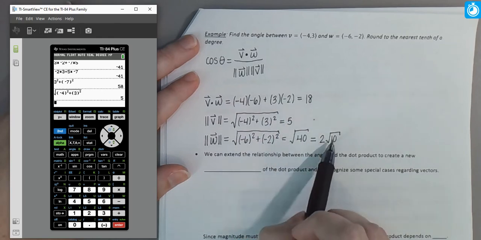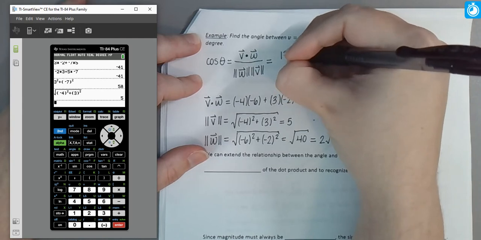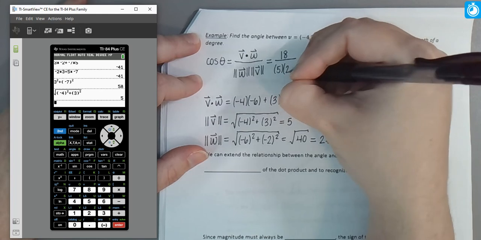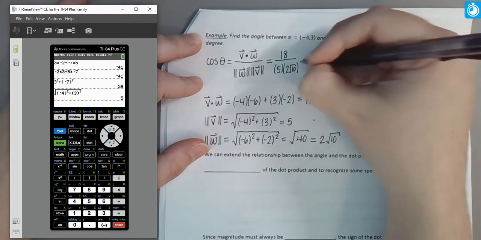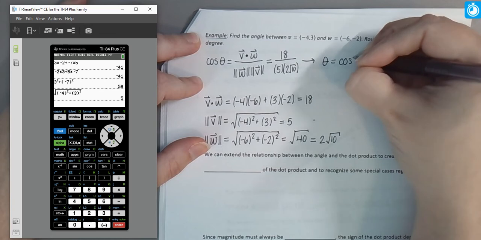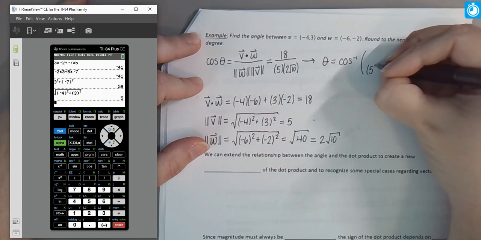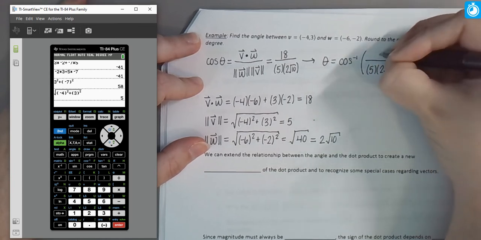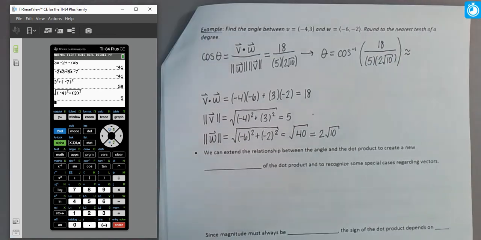So now we just plug in these values to our formula. So V dot W is going to be 18, and then in our denominator we have 5 times 2 root 10. So all of that means our angle theta is going to be the inverse cosine of whatever that value happens to be. And again, our denominator is 5 times 2 root 10. Our numerator is 18. And so, rounded to the nearest tenth of a degree.